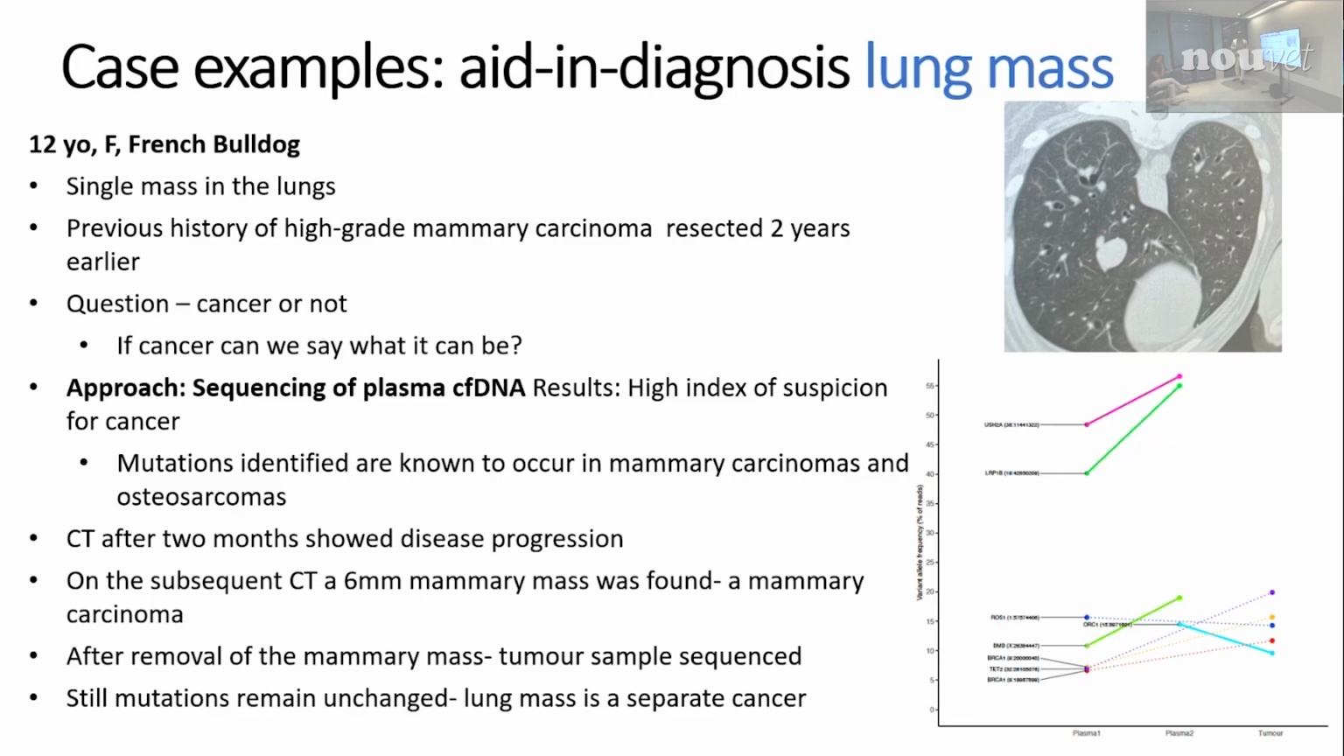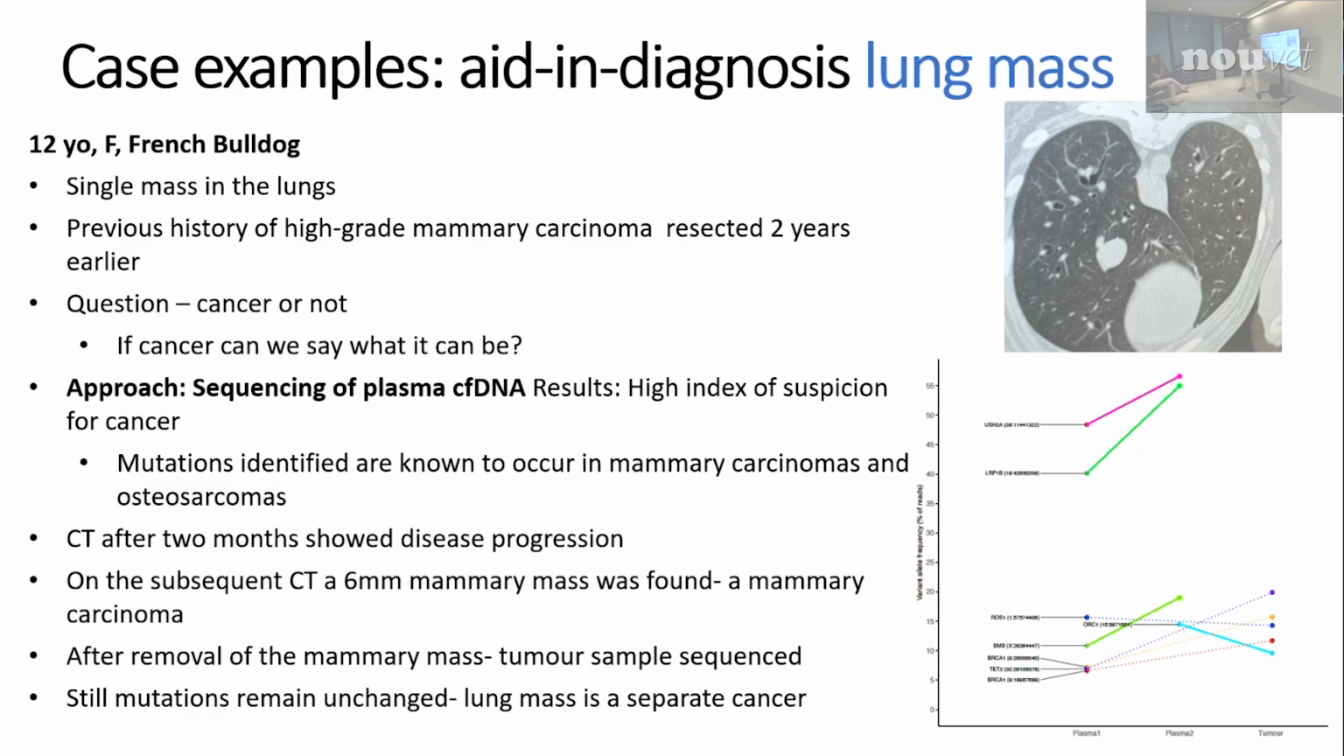It could be carcinoma, but it was a mixed result between carcinoma versus osteosarcoma, or what it really is. So then they repeated the whole body CT scan and found a 6 millimeter mass in the mammary gland, which came back again as a carcinoma.